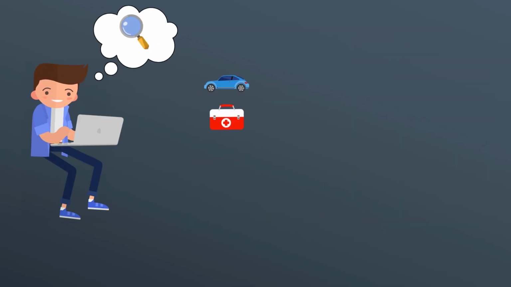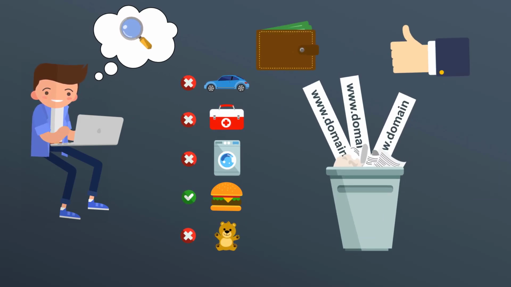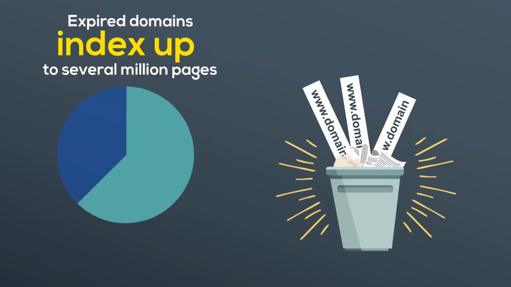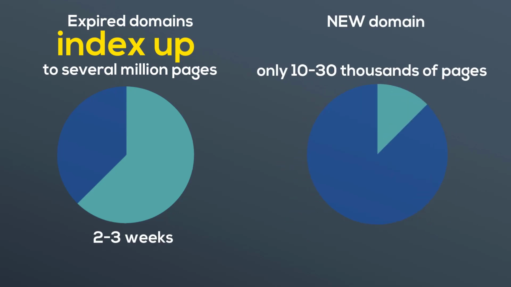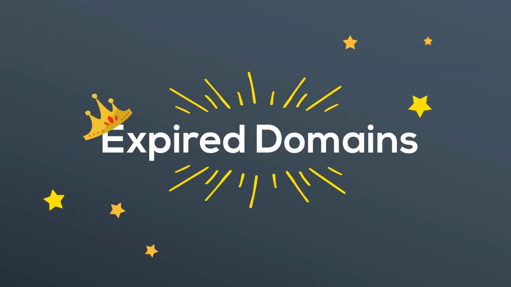After you've found a niche and understand that you can rank sites there, start buying expired domains. Expired domains are previously used domains. Purchasing them does make sense since you can index up to several million pages on an expired domain in a few weeks. For a new domain, it'll be 10 to 30,000. It happens because expired domains already have some authority in Google.